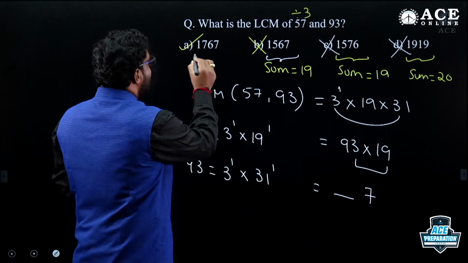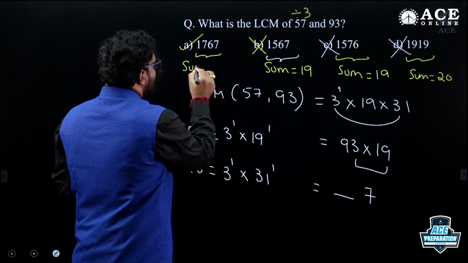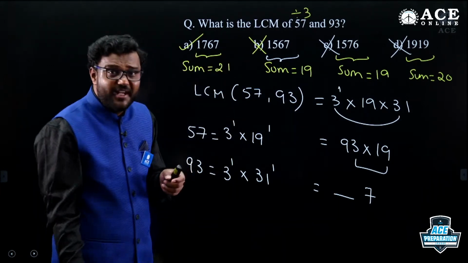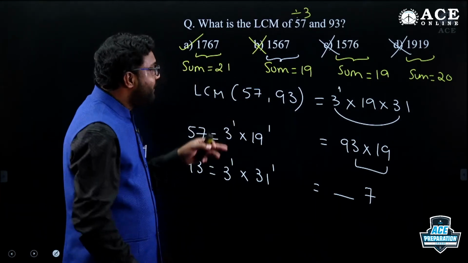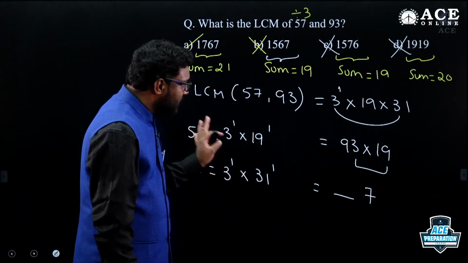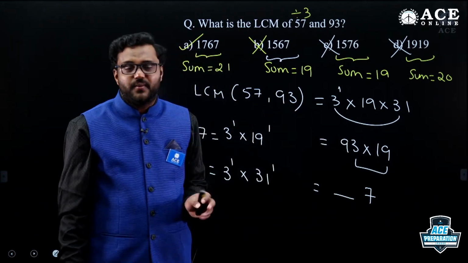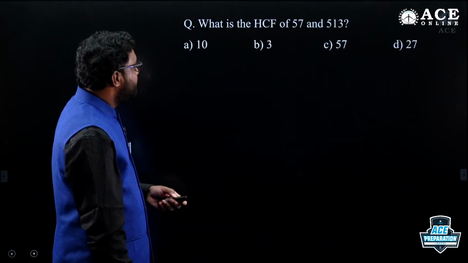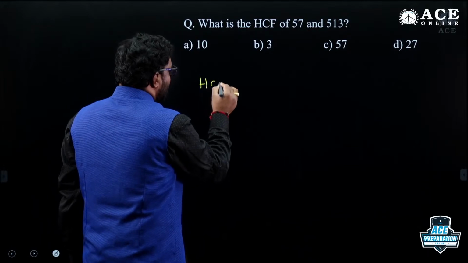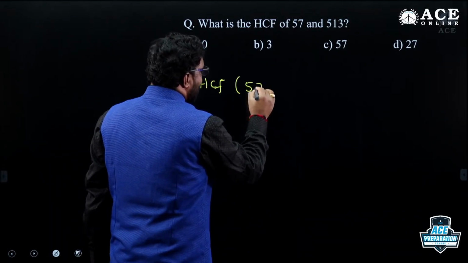Yeah, you can see the sum of digits. What is the sum of digits here, my dear friends? 21, right? It's divisible by 3, right? You can apply that trick, my dear friends. There are many methods to solve. Okay, this is one way, and doing multiplication also we discussed, right? Now HCF of 57 and 513.